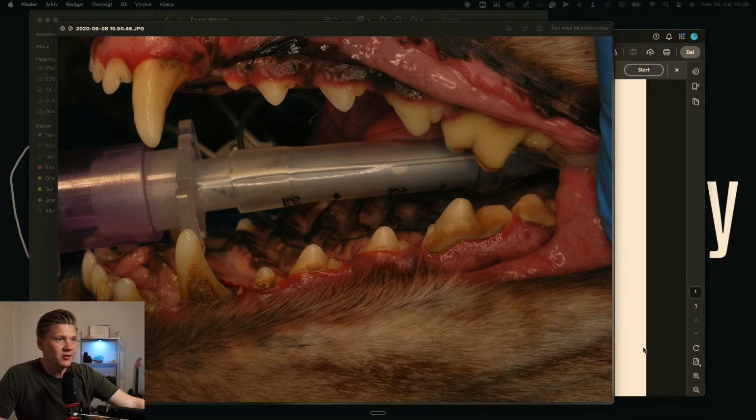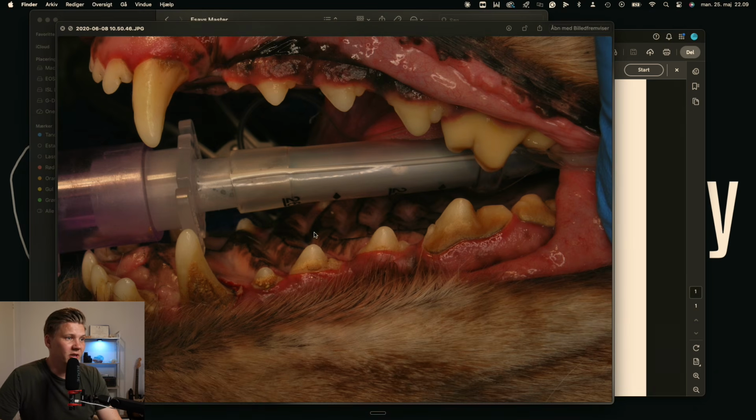I have some pictures here that I want to share. A good thing is to always take clinical photos of your patients because it serves well for client communication. It's really helpful to be able to show the owner what you are actually finding.